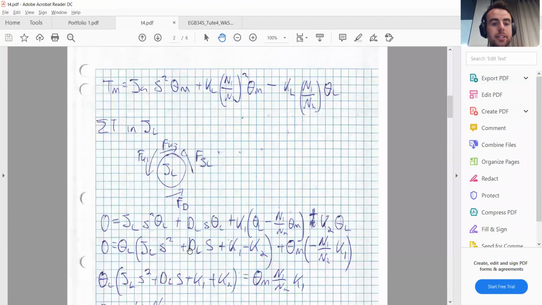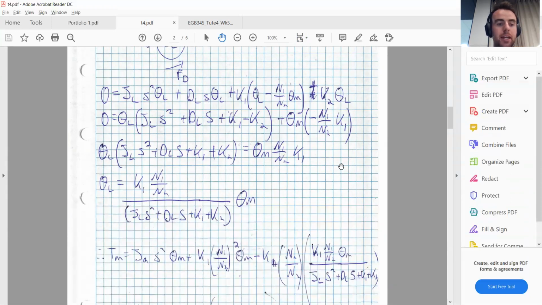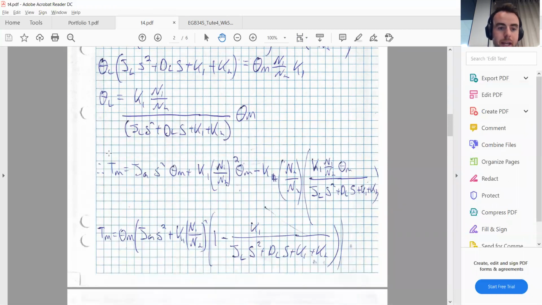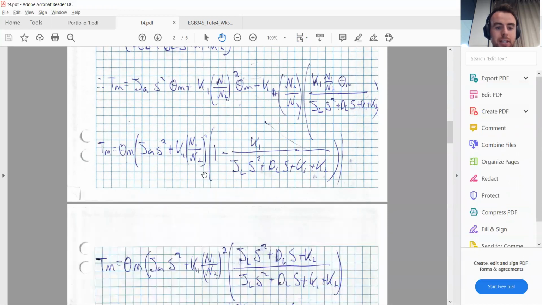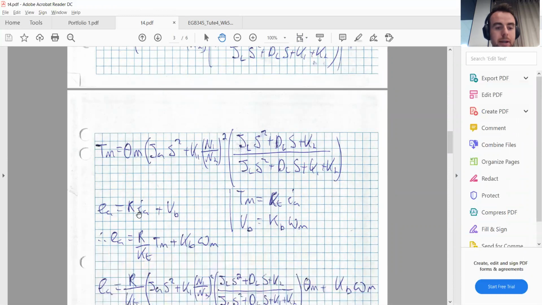I then calculated the sum of the forces on the second mass, JL, which is the mass itself, its inertia, the damper, and then the two springs attached to it. I then calculated that for θL, and was able to reinsert that back into the torque equation to get this larger equation here, which is the torque in relation to θM.